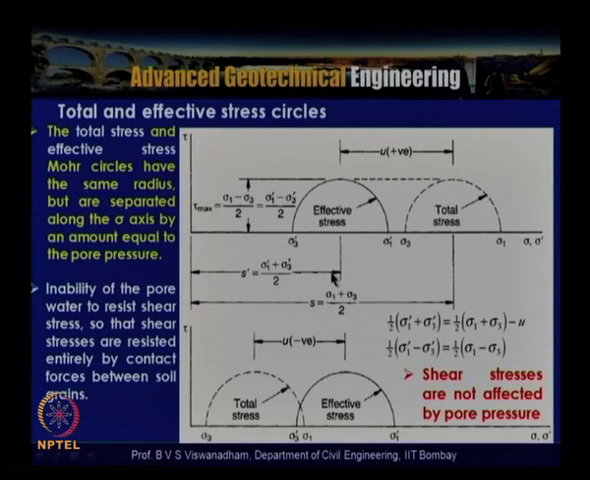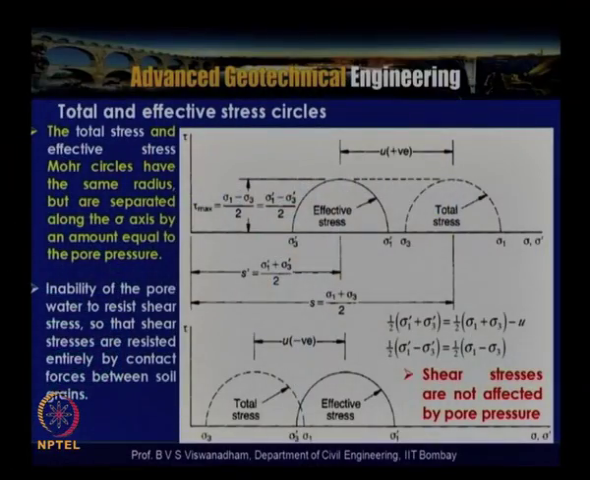So the total stress and effective stress Mohr circles have the same radius, or same diameter, but are separated along the sigma axis by an amount equal to the pore water pressure, whether positive or negative. In case of negative, the effective stress circle in tau-sigma space will be on the right hand side of the total stress circle, and if the pore water pressure is positive, then the effective stress circle is on the left hand side of the total stress circle.